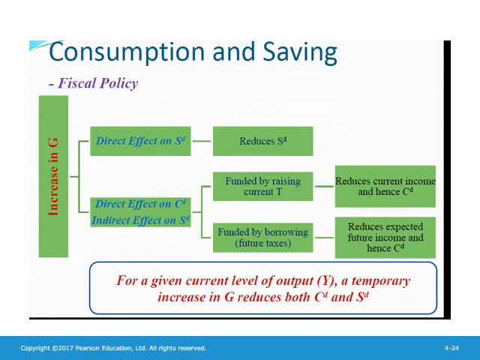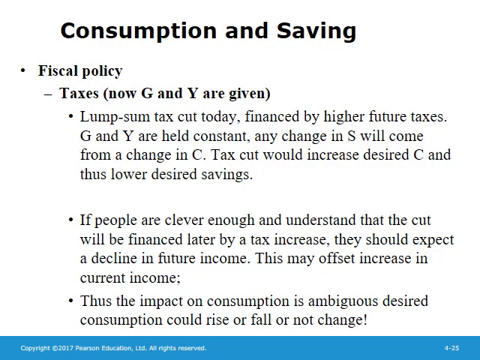So on the aggregate level, for a given level of output, a temporary increase in government purchases will reduce both the desired national savings and the desired consumption at the national level. Okay, now moving to taxes. We discussed now the changes in G. Now we go to the taxes. Now we assume not only Y is given but also the G. دلوقتي مش هنغير ال G is given and Y is still given as before.